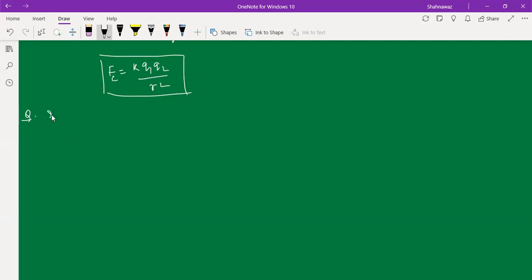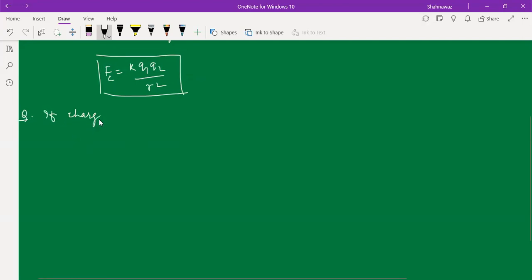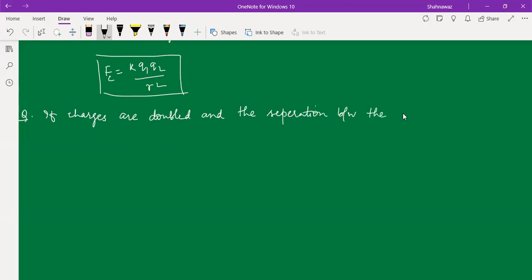Let's say that the charges are doubled, and the separation between the charges becomes half. Then what would be the new force? This is a very simple question, right?